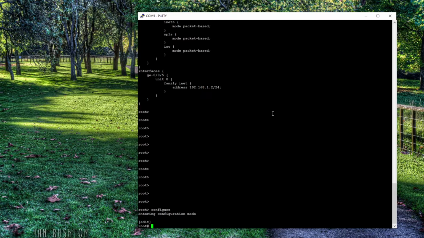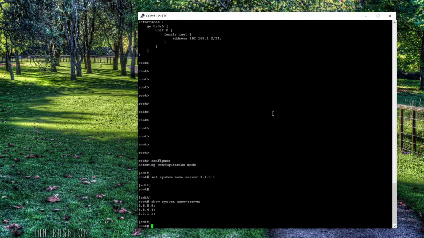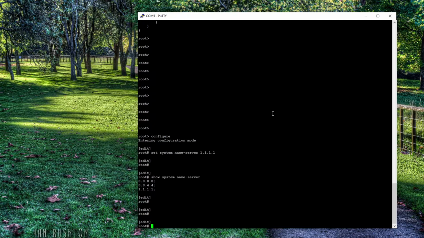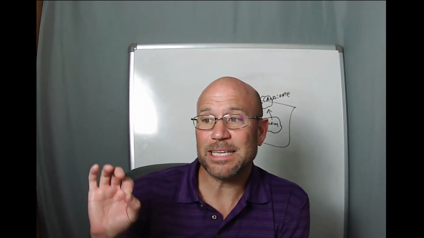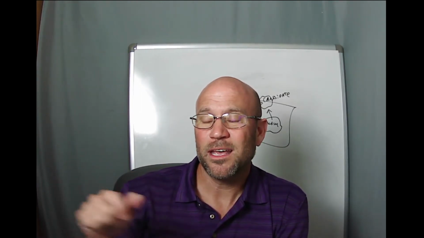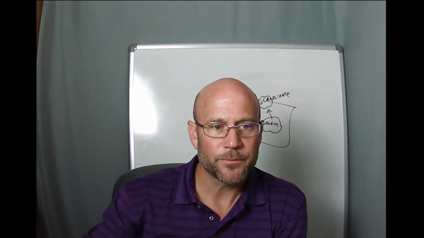And so I can show you that by demonstrating. If we set system name server and we configure a name server, now if I show system name server, I see that I have 3 name servers here. You know what? First, let me show you something real quick. The word rollback will remove any commands you have just typed. So the fact that I just did set system name server 1.1.1.1, if I type rollback, it's going to remove that, and it's going to be as if I never even typed it.